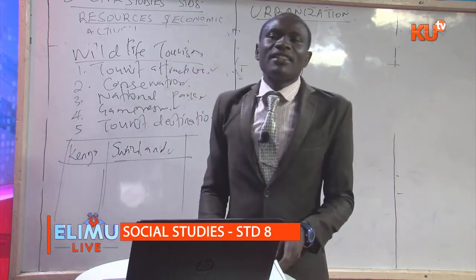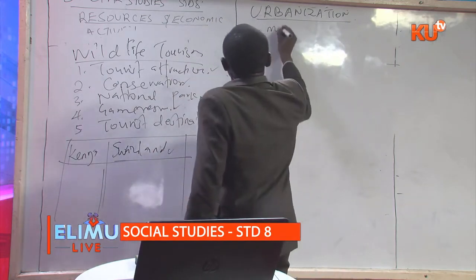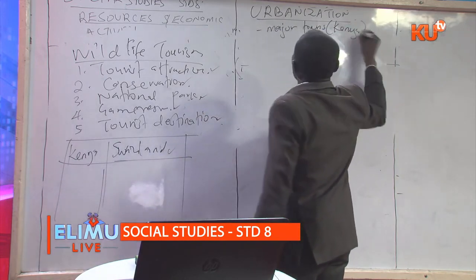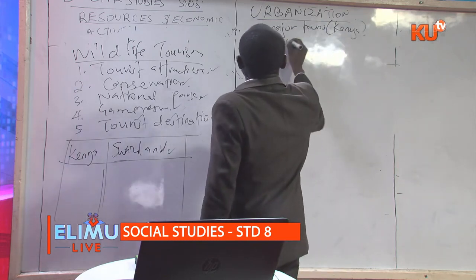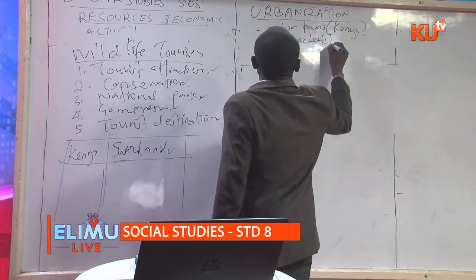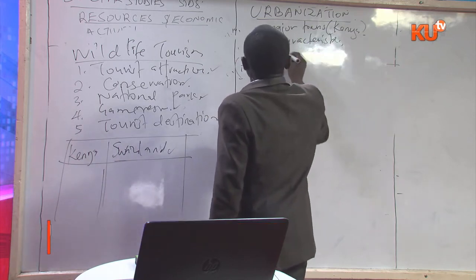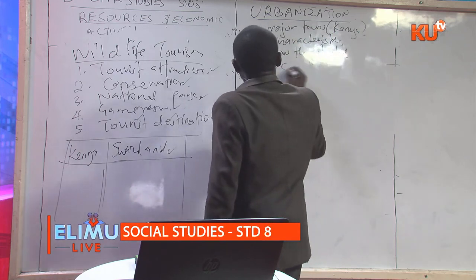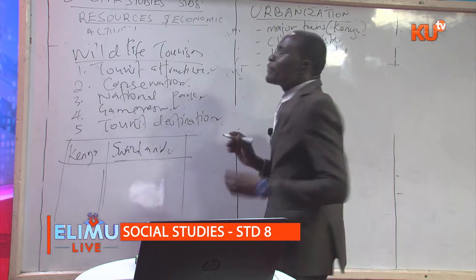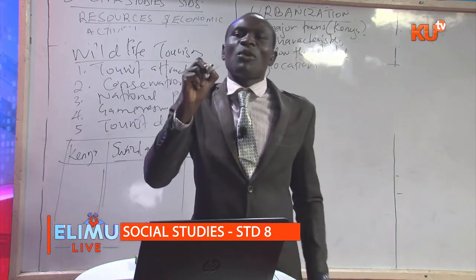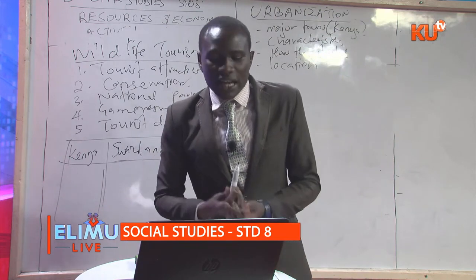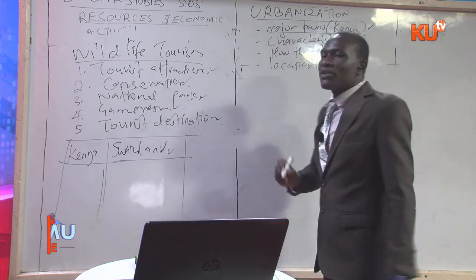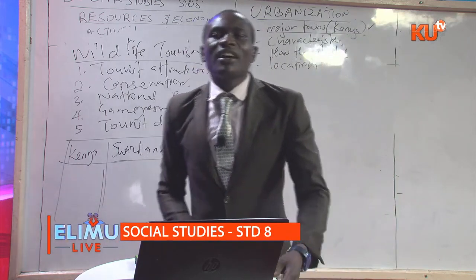In urbanization, one, you are tested about major towns, especially in Kenya, and also their characteristics and how they started. And then lastly, you can also be asked their location. For example, if they draw the map of Africa and then locate a town, will you be able to identify that town as a candidate? So let us look at major towns in Kenya and how they started.